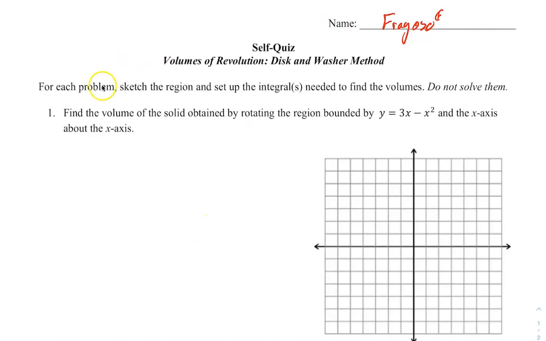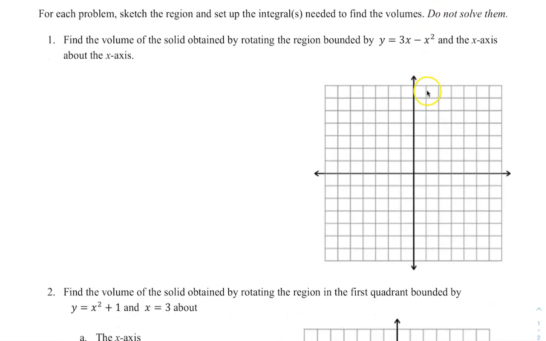Do a self-quiz. For each problem, sketch the region and write the integral needed to find the volumes. Do not solve them. We're just going to set them up. This is a self-quiz. Find the volume of the solid obtained by rotating the region bounded by y equals 3x minus x squared and the x-axis about the x-axis.